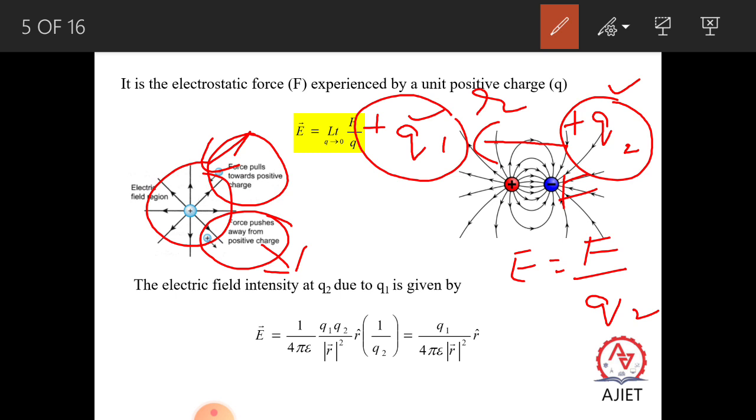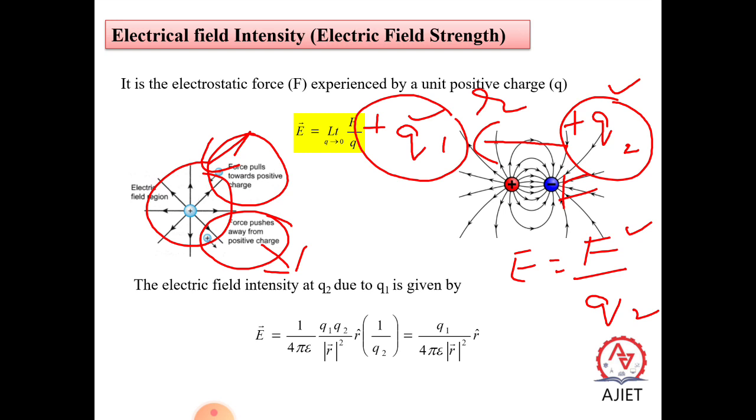You take that Q2 to the denominator, so it becomes E is equal to F by Q2. What remains is 1 by 4 pi epsilon Q1 divided by R square, which is the expression for electric field intensity or electric field. Generally, electric field is measured in Newton per Coulomb, or alternatively some people measure it using volt per meter.